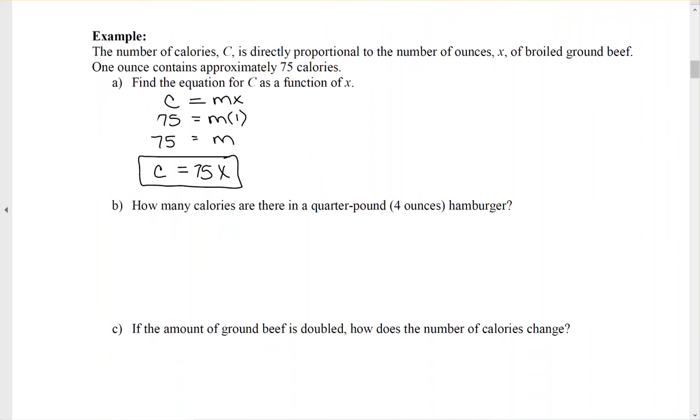Then using that equation, how many calories are there in a quarter pound, or 4 ounces? So X is 4. 75 times 4 gets you 300. But then you've got to put the unit label after that, and remember, C represented calories. So you're going to have 300 calories for 4 ounces of hamburger.